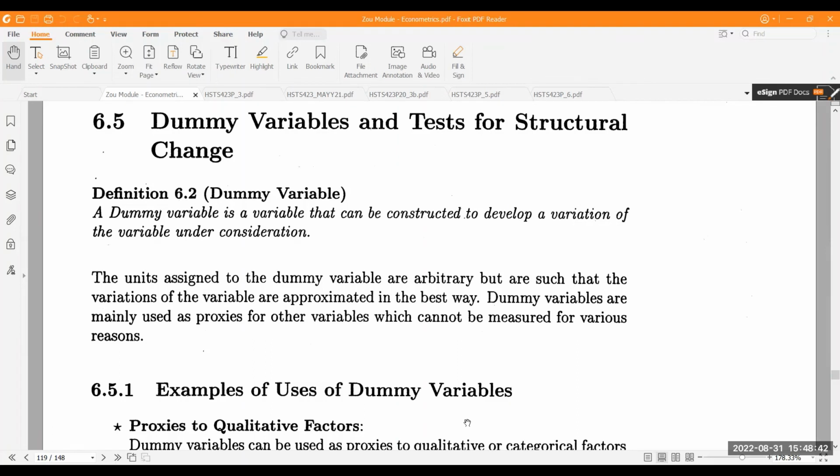A dummy variable is a variable that can be constructed to develop a variation of the variable under consideration. The units assigned to dummy variables are arbitrary, but are such that the variation of the variable is approximated in the best way. Dummy variables are mainly used as proxies for other variables, which cannot be measured for various reasons.